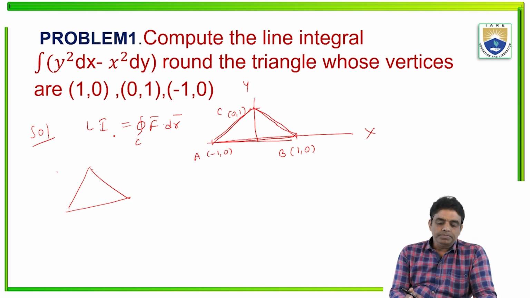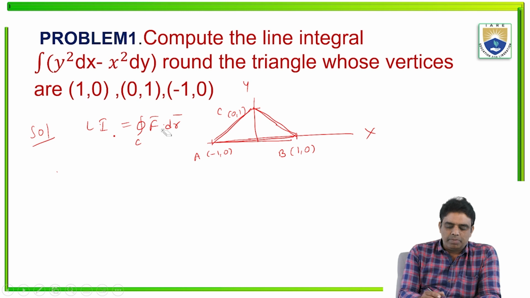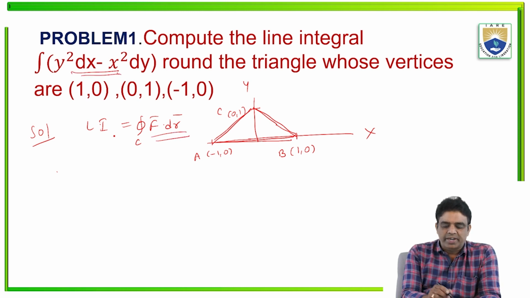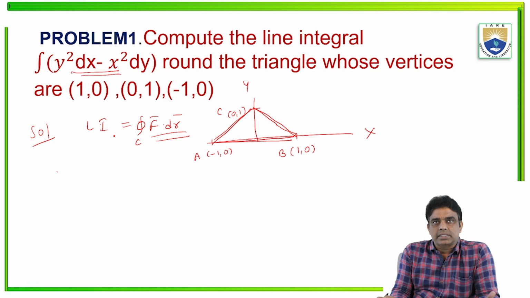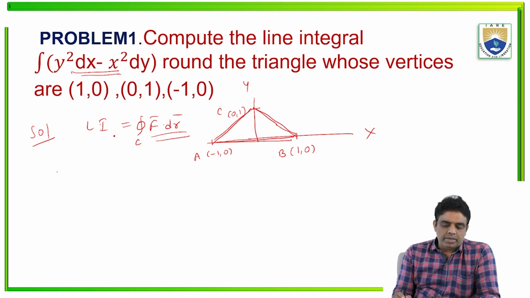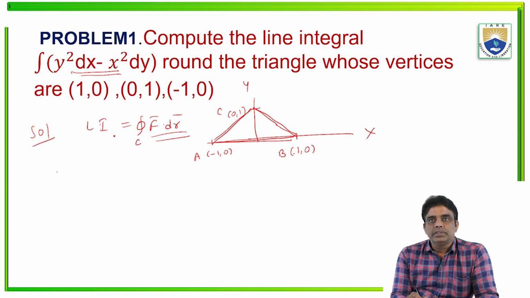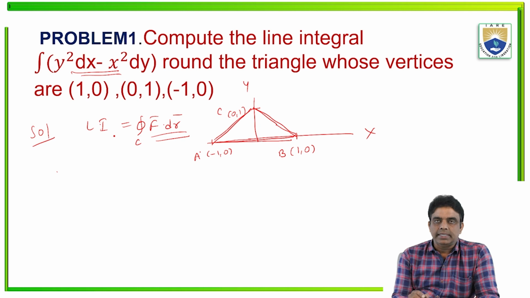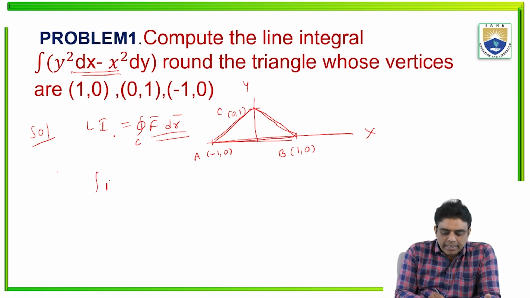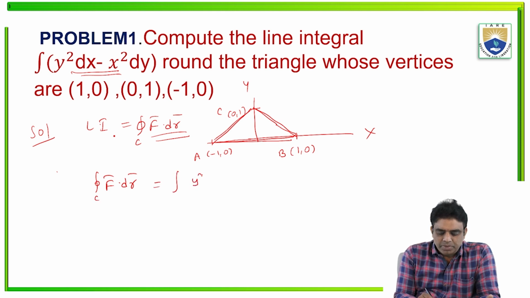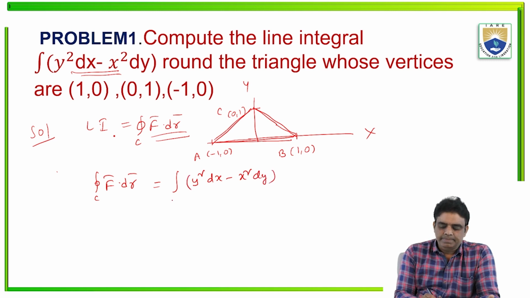So, compute the line integral. F bar dot dr bar is already calculated and the value is y square dx minus x square dy. So now our aim is to find the line integral along AB, then along BC and along CA. The complete round will give the total line integral value. So the integral of F bar dot dr bar around the curve C is equal to the integral of y square dx minus x square dy.